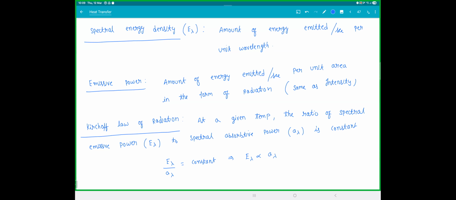Just try to understand the meaning of this. The body which can absorb more can also emit more. E tells you how much you are emitting. A tells you how much you are absorbing. So indirectly what is being told is, if you are a good absorber, you should also be a good emitter. If you are a bad absorber, then you're also a bad emitter, and vice versa. Kirchhoff's law of radiation simply tells you a good absorber is also a good emitter.